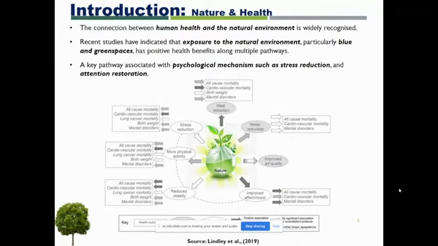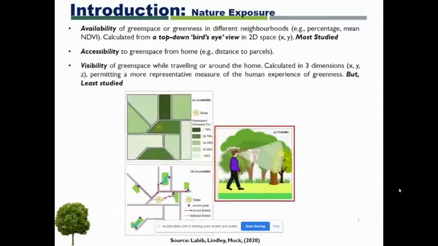So what kinds of exposure currently exist? We did a systematic review of the literature, and basically we found three objective approaches: availability, accessibility, and visibility. Availability is usually how much is there, the average value from a top-down perspective, usually measured using satellite images. This is the approach most studies in the existing literature use. Accessibility is how far you are, or how many green spaces you can access. Again, this is a calculation from a top-down perspective.